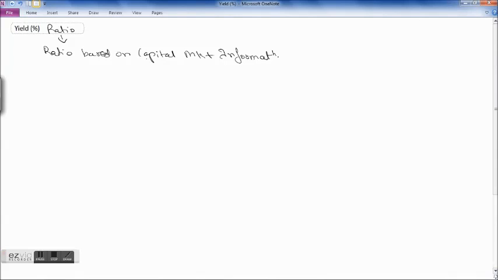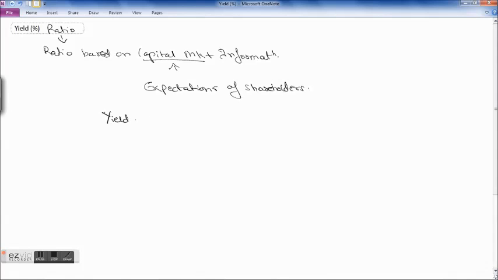So when we say capital market, that is the share market, we get to know what the expectations of the shareholders are. Okay, so we calculate this ratio using the average share price or closing share price. Usually all these ratios are based on capital market information. So what is a yield ratio?